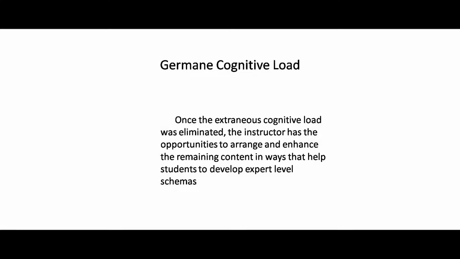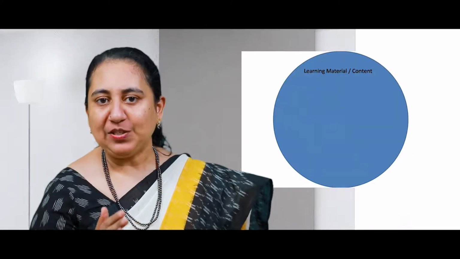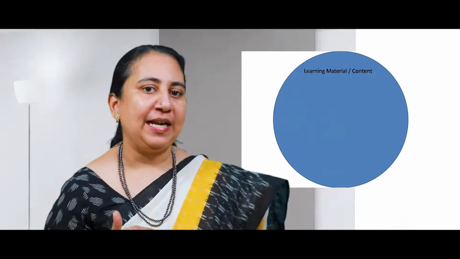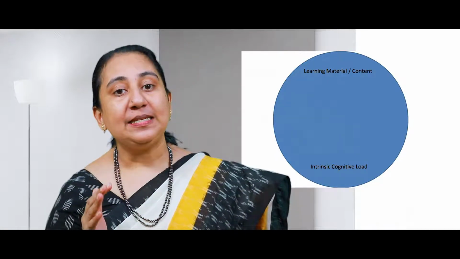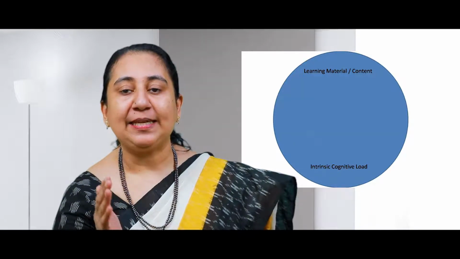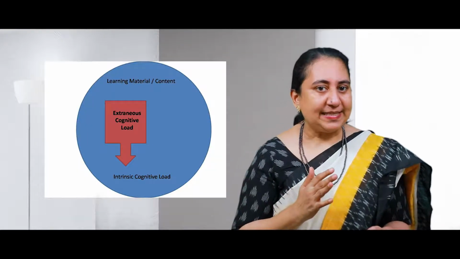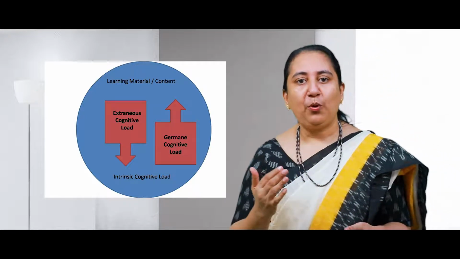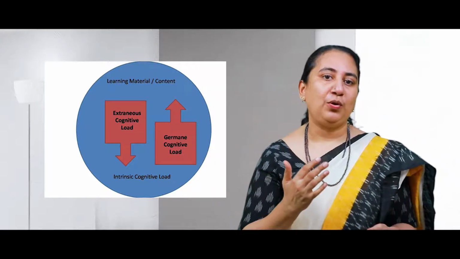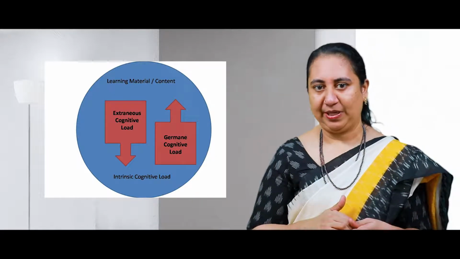Once the extraneous cognitive load is eliminated, the instructor has the opportunity to arrange and enhance the remaining relevant content in ways that help students to develop expert level schemas. These strategies are the germane cognitive load. Hence, when choosing or designing a learning material or content, the instructor should evaluate the intrinsic cognitive load, reduce extraneous cognitive load, and promote germane cognitive load without overworking the student's working memory.